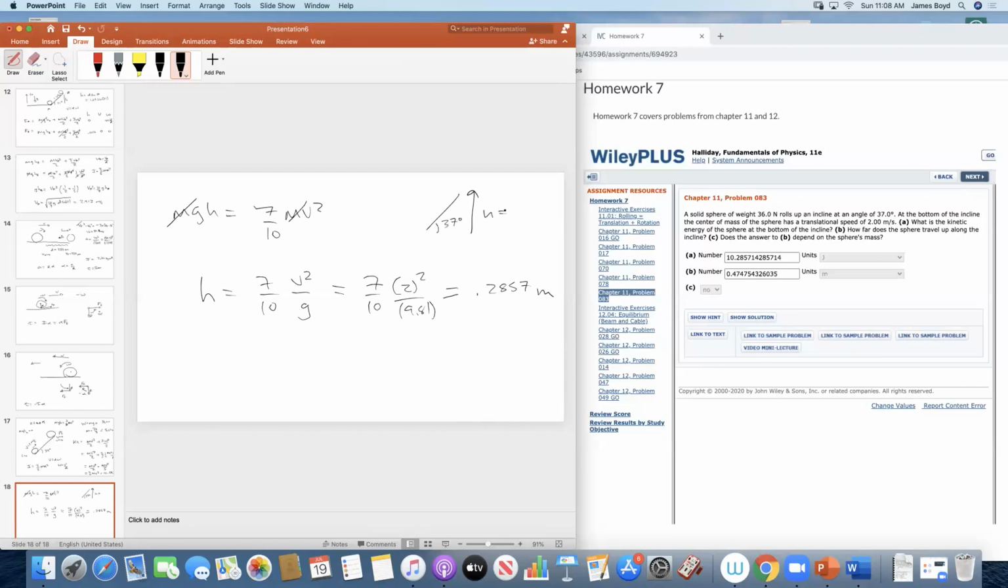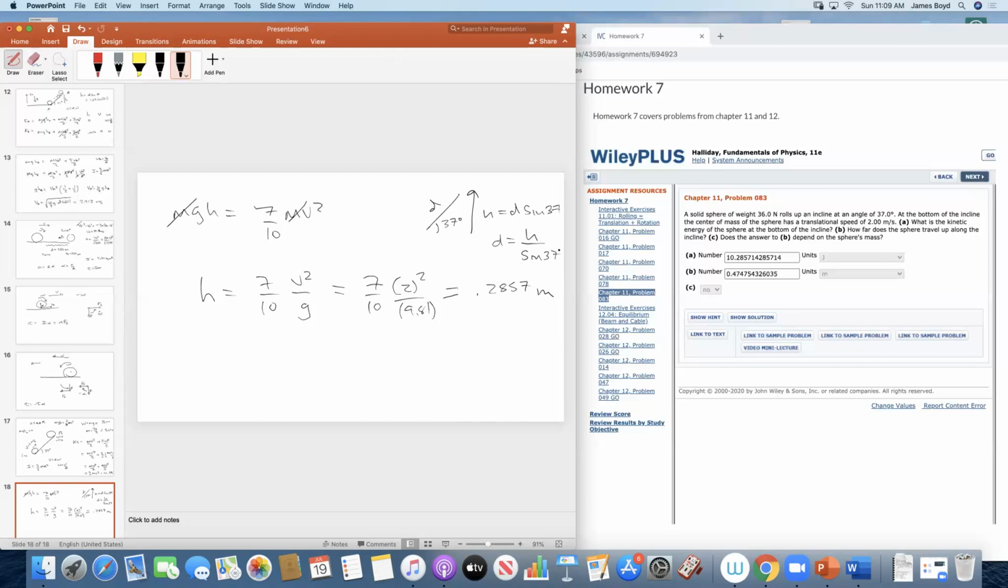But this is the height, and we were told that it was at 37 degrees. So we know that h is d times sine of 37, and we want d. So d is h over sine of 37, and that's pretty easy to find. Take your h and divide it by sine of 37, and I get 0.47475, which is exactly what they got.